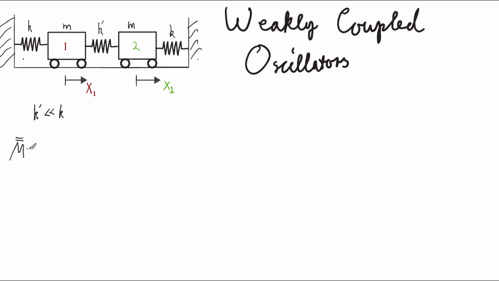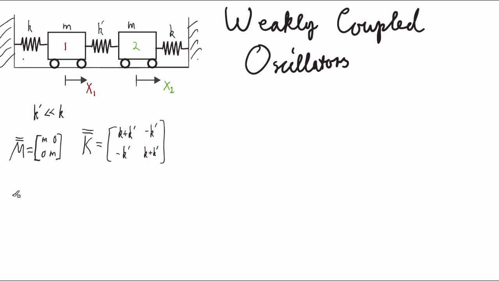It is just simply equal to M, 0, 0, M, while the K matrix is a little more complicated, but not much. It becomes K plus K prime and minus K prime, and then just the same thing but in the opposite order on the second line.